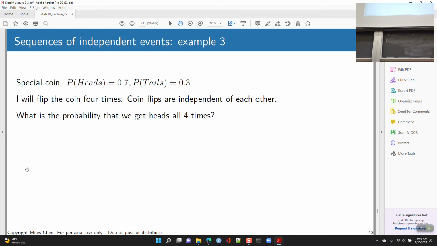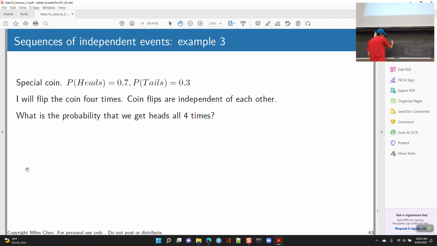Probability of getting heads all 4 flips. Okay, well, what's the calculation you would do? So maybe you don't have your calculator. Well, you would do what to what power? I think I heard somebody say it.